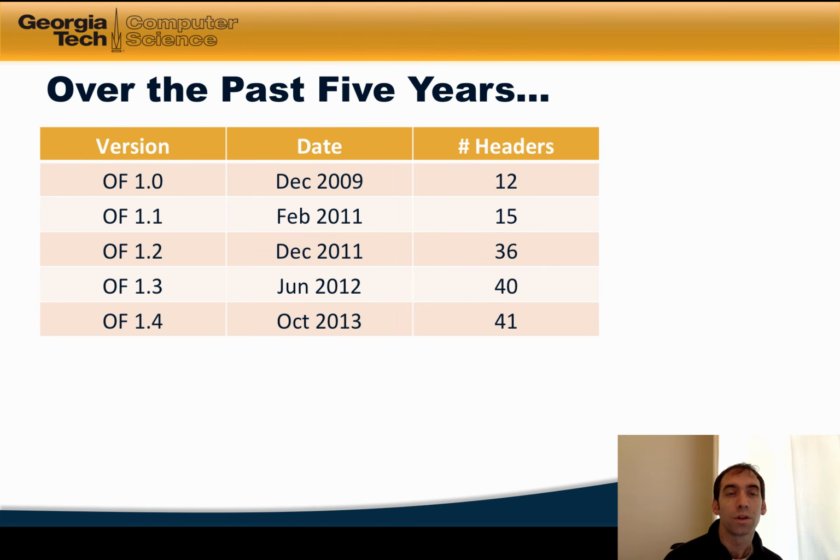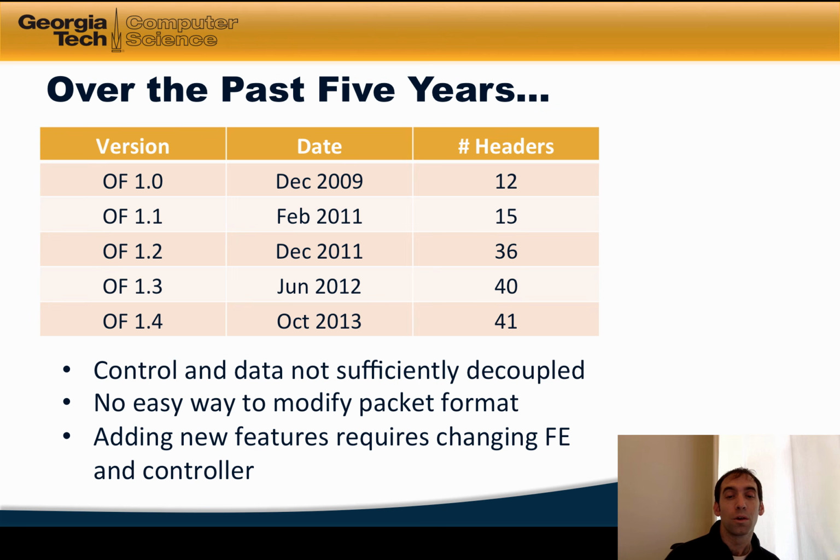Over the past 5 years, the number of headers in the OpenFlow specification has proliferated. Some might argue that this proliferation is a good thing because it reflects a lot of activity in the community. On the other hand, as the designers of protocol oblivious forwarding pointed out, control and data plane are not sufficiently decoupled. There's no easy way to modify packet formats, and adding new features requires changing both the forwarding element and the controller. All of these things together make it particularly hard to evolve SDN switches and control protocols independently from the hardware.